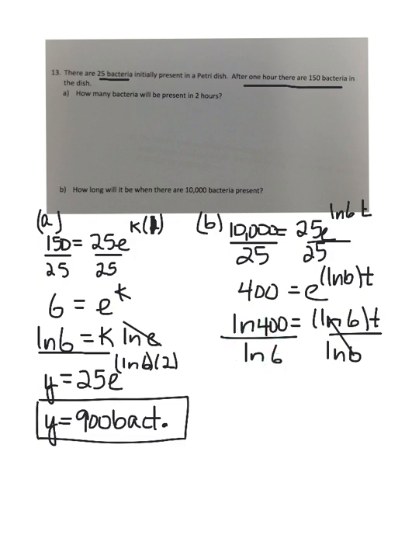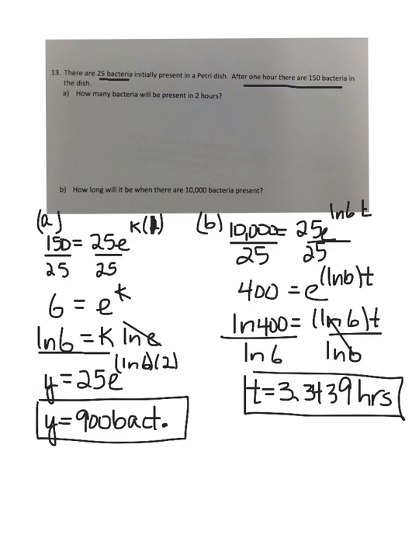Okay, and when I do that, I get t equals 3.3439. Now, it doesn't tell you what to round it to. Usually it will, but it doesn't. So I'm going to leave it because I like to go 4 places past that decimal. But the time would be hours.